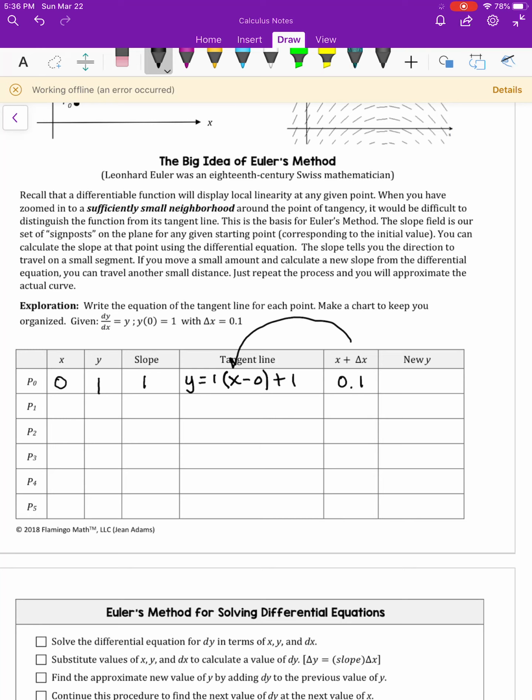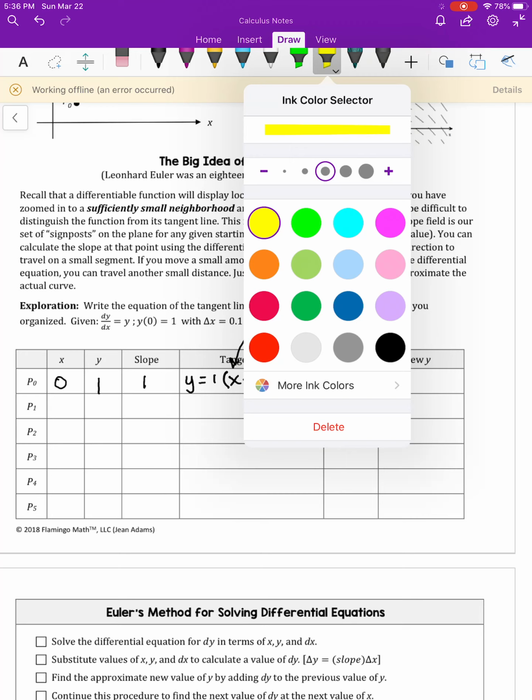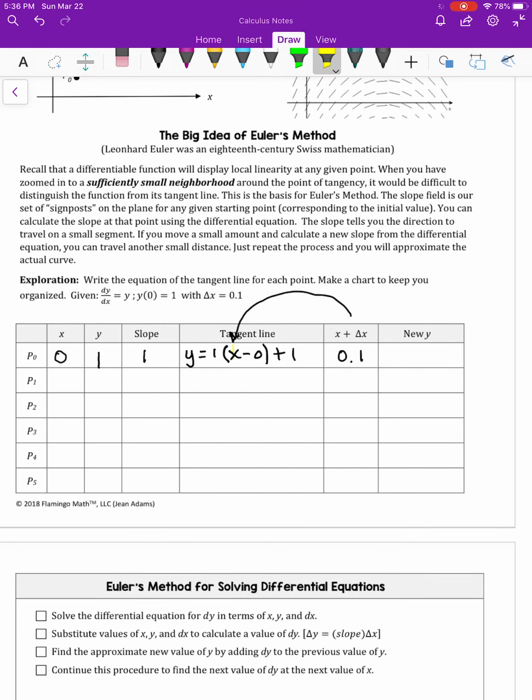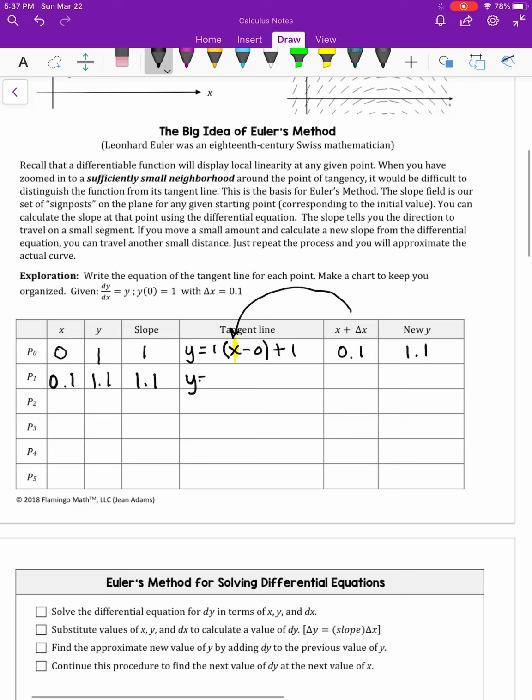And then you want to put that x value into this equation. Remember, you're finding your new y value on this tangent line. So you're putting it in there for this x value. To calculate that, you would get 1.1. And this now is your new point, (0.1, 1.1). So this is your new x, this is your new y, and this would be your slope because your slope is y for this particular problem.